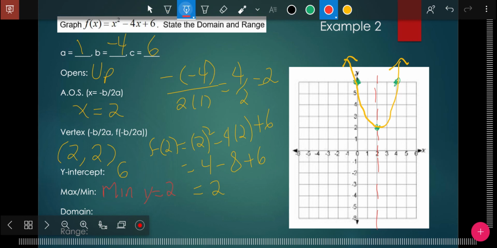And again, I'm kind of low on where I can write on my screen, so I'm going to put the domain here and the range here. The domain is all reals, and the range is y is greater than or equal to 2. Hopefully you're getting the hang of it. It all kind of does flow together once you get used to it.